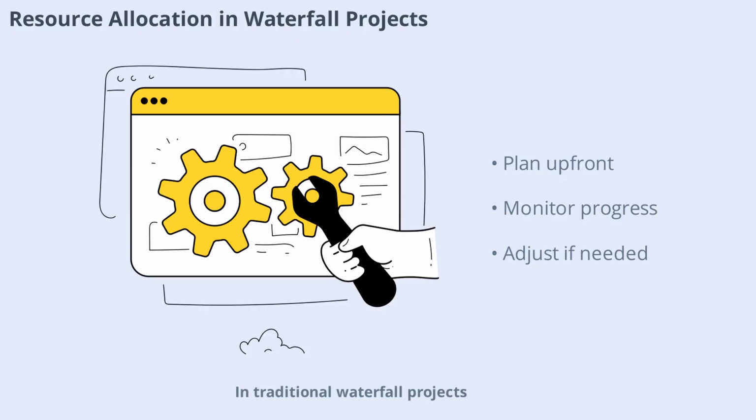In traditional waterfall projects, resource allocation is typically planned upfront and remains stable throughout the project. This approach works well for projects with clear, unchanging requirements. However, it's important to monitor progress and be ready to make adjustments if unexpected issues arise. Consistent tracking ensures that resources are used effectively from start to finish.